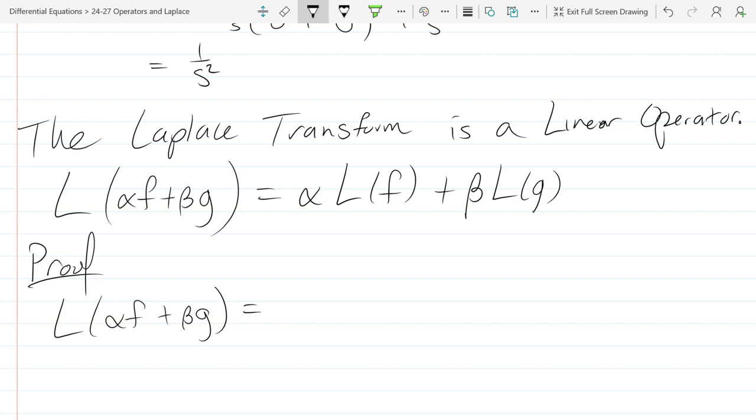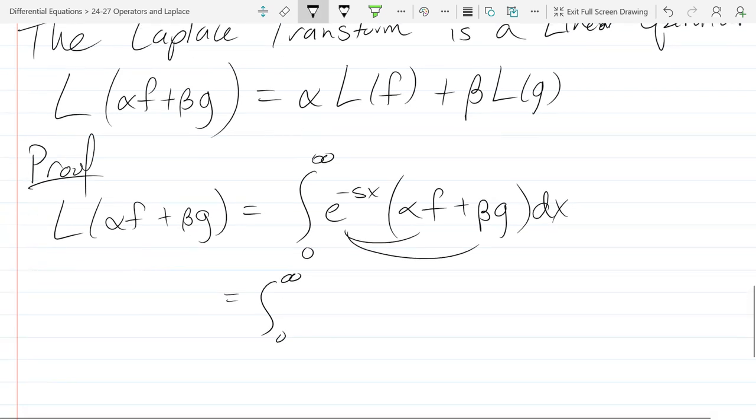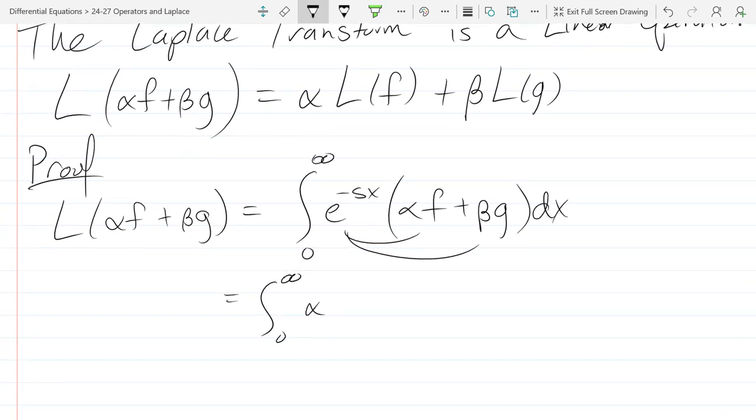So I'm going to use the definition here. The Laplace transform is the integral of e to the negative sx times our function, which is alpha f plus beta g. So that was just using the definition. And now properties of the integral. So I can distribute right here. I can write this as alpha e to the negative sx f plus beta e to the negative sx g dx. So I just distribute it out.